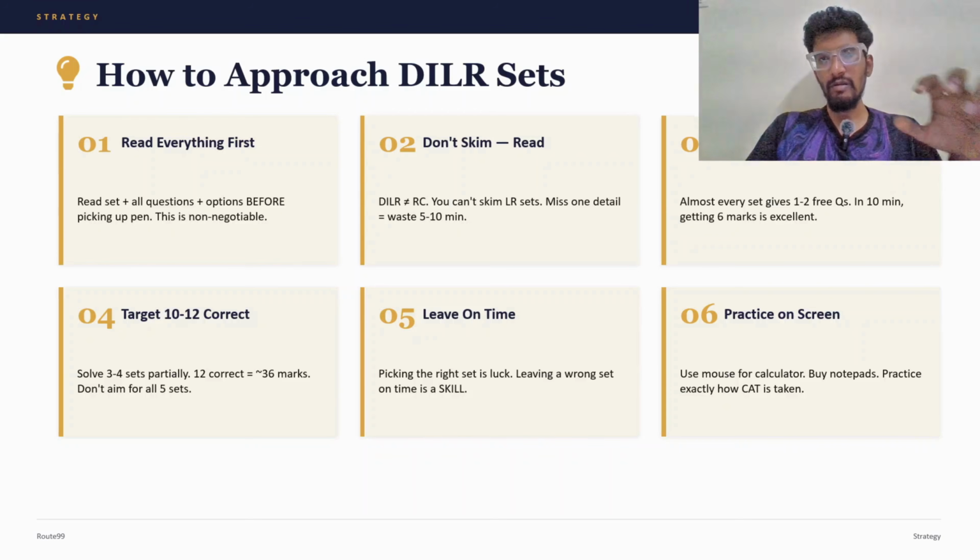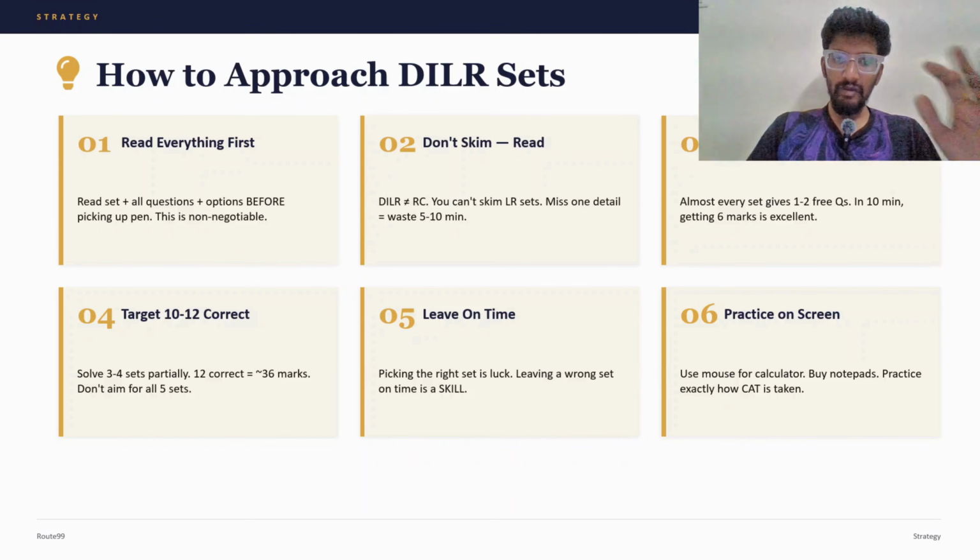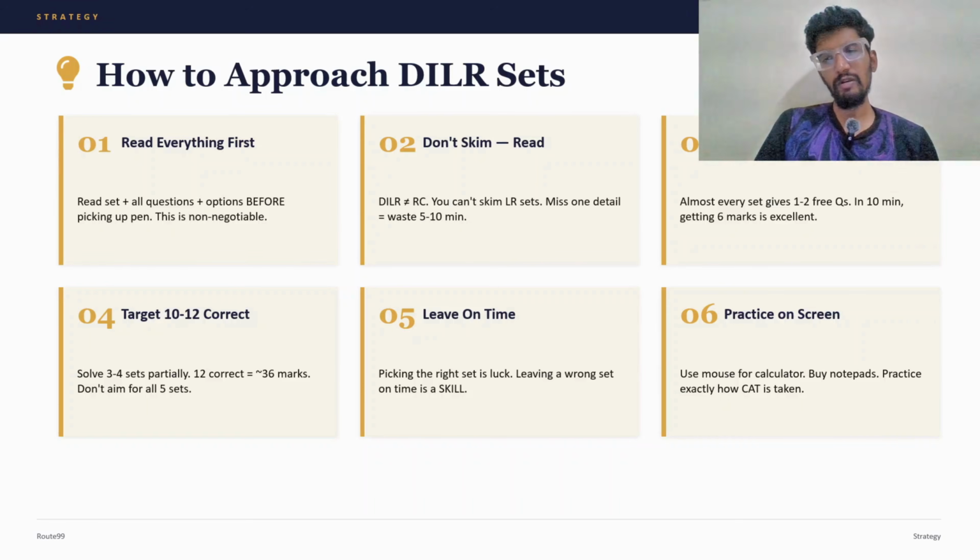They practice on a computer screen exactly like the CAT. So remember this: selecting the right sets matters a lot. Leaving the wrong set at the right time is a skill, and you have to build that skill. CAT rewards skill. If you have the skills, you will definitely get it. Practice on a screen, because you'll get real world exposure, real world understanding about how you are going to write that paper. You can use a calculator, buy a notepad, and practice how the CAT is taken. Maybe get into tuitions or coachings and try to have your mock CAT exam.